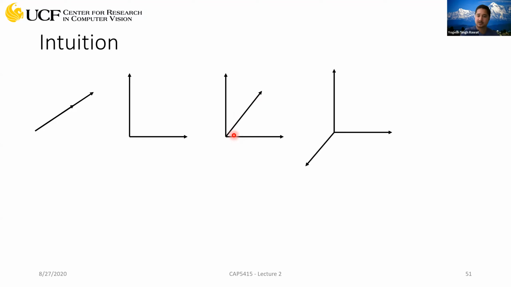Again, if you have three-dimensional space, that's also linearly independent. And any two vectors, it doesn't matter whether they're orthogonal or not, they will be linearly independent because you can't represent one of them using the other. So it doesn't matter what the angle between them is. It doesn't have to be 90 degrees.